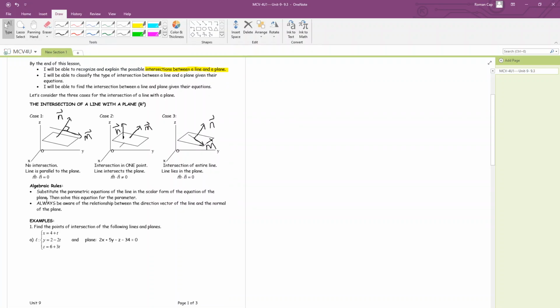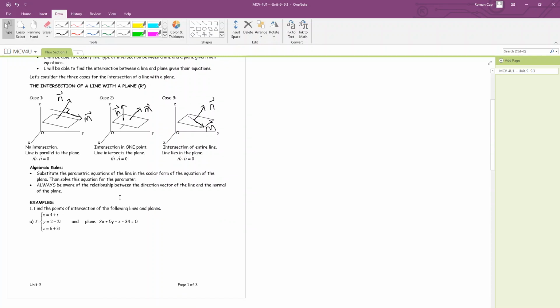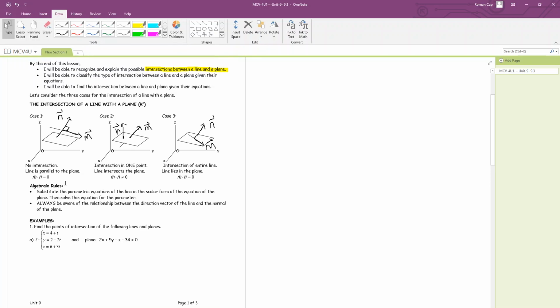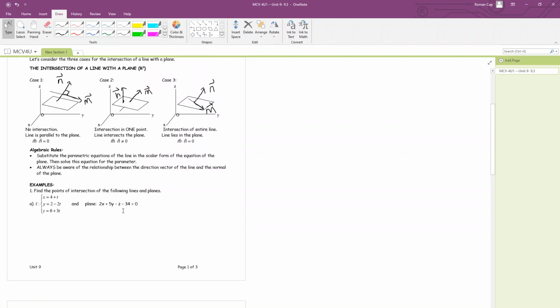So the first one is substitute the parametric equations of the line in the scalar form of the equation of the plane. Then solve this equation for the parameter. And the second one is always be aware of the relationship between the direction vector of the line and the normal of the plane. So we'll talk about this, and you'll see how it works once we do some of the examples. So we'll start with the first example here.